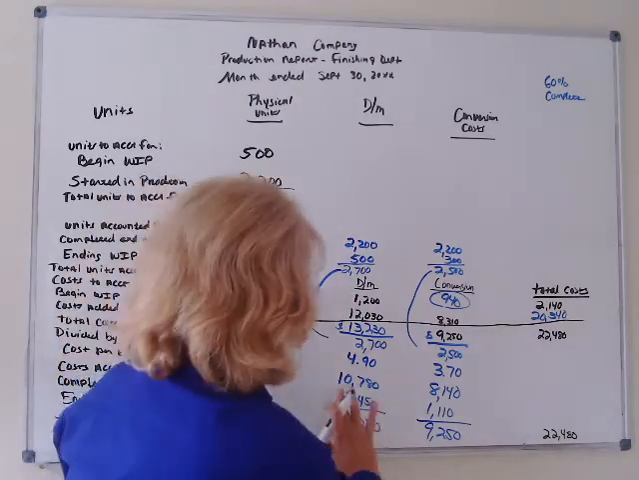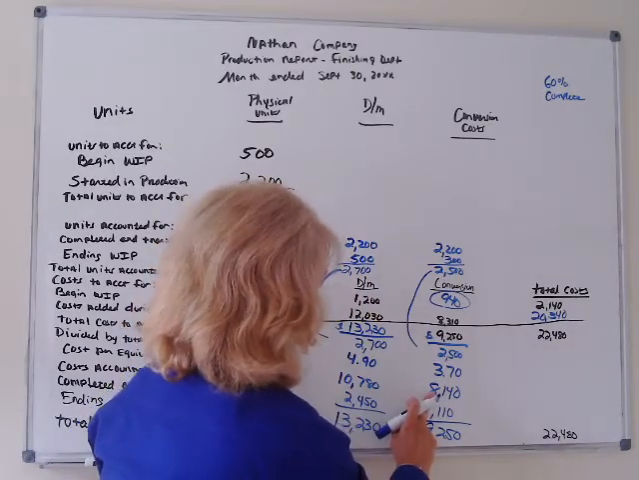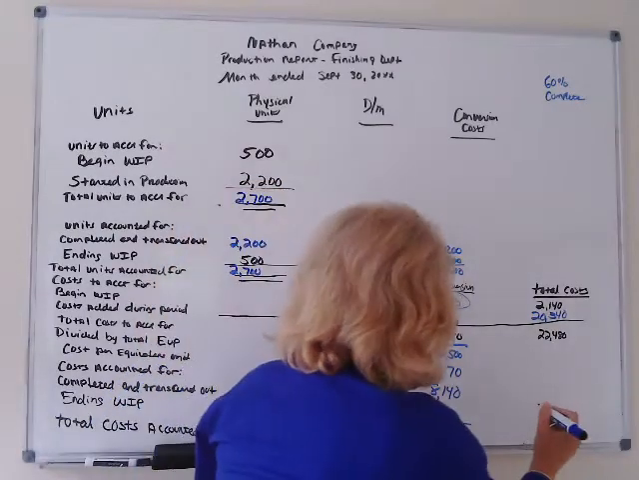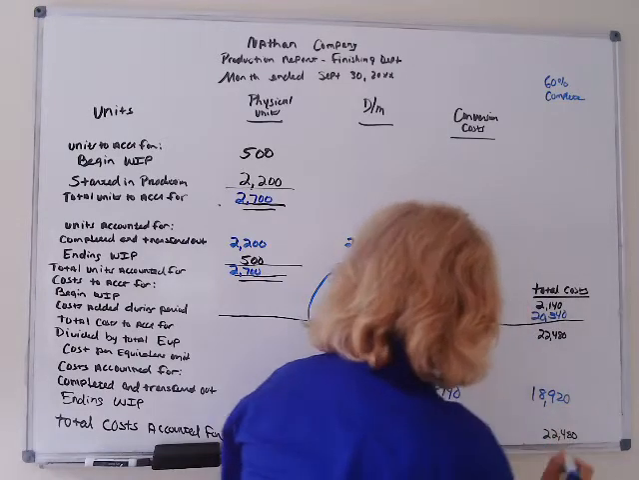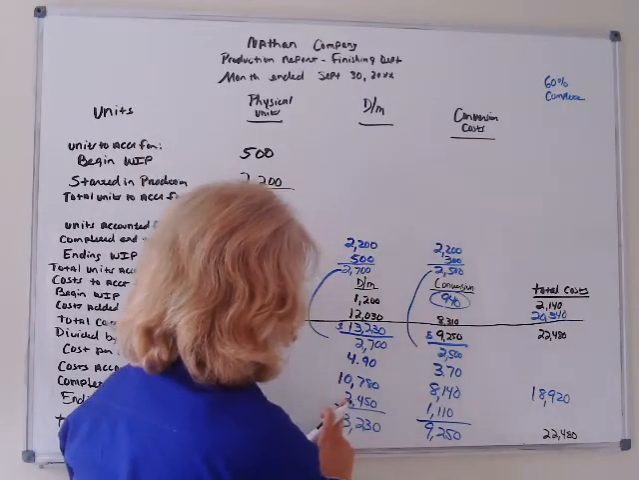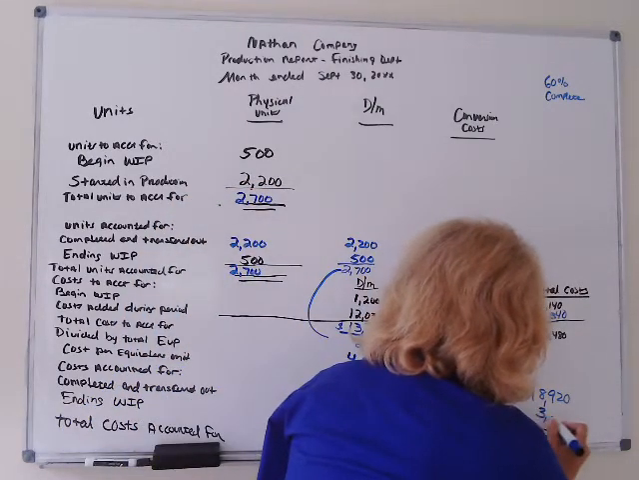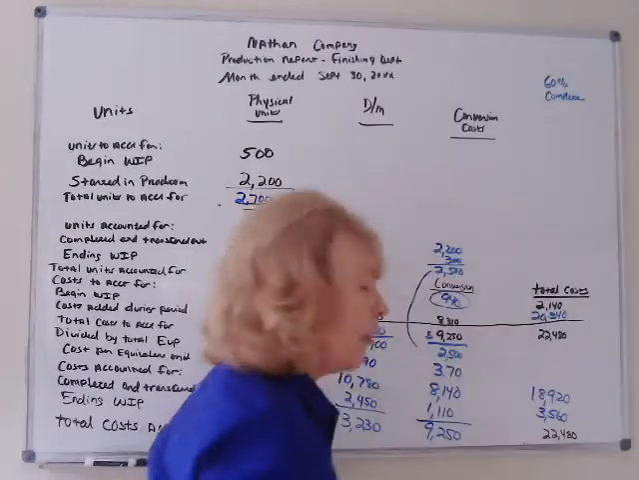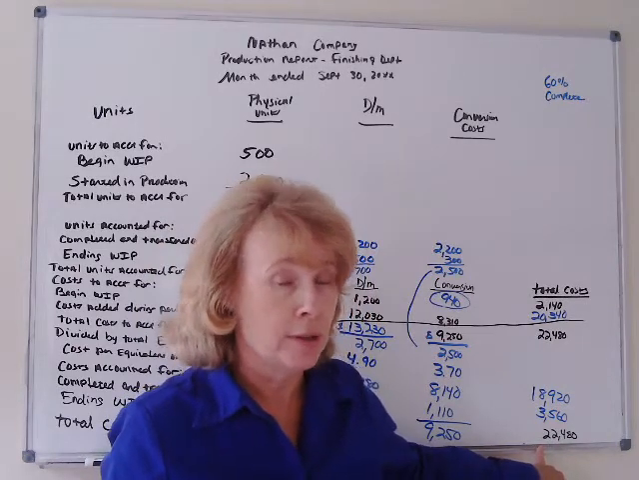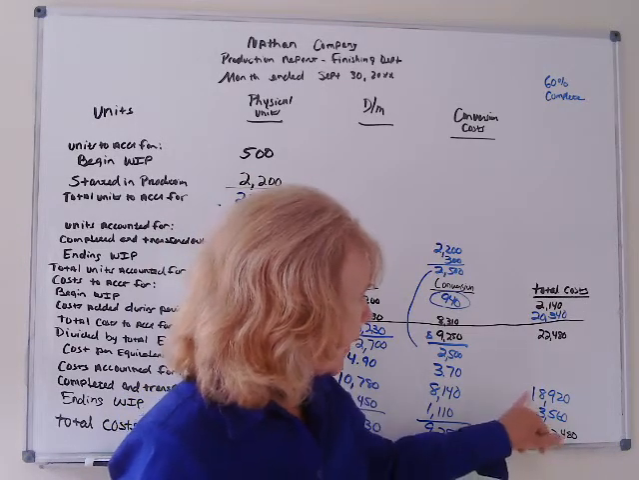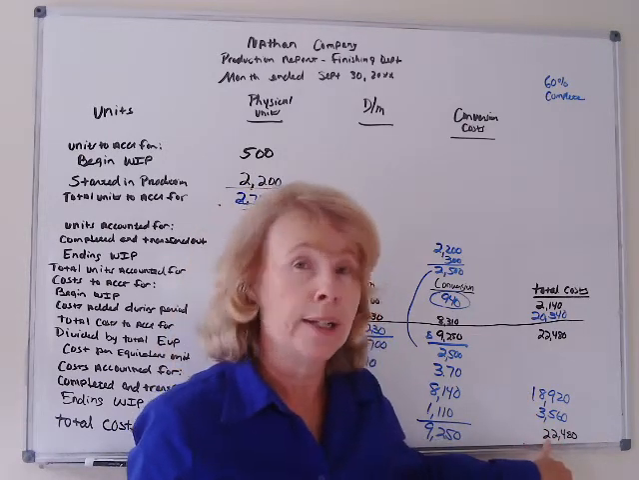Next, I'm going to total it across. So I take the 10,780 plus the 8,140, and that gives me 18,920. I'm going to take the 2,450 plus the 1,110, and that gives me 3,560. Double check your math. Remember, they gave you that number, but you have to make sure your numbers are correct. Add 18,920 plus 3,560. It better equal 22,480.